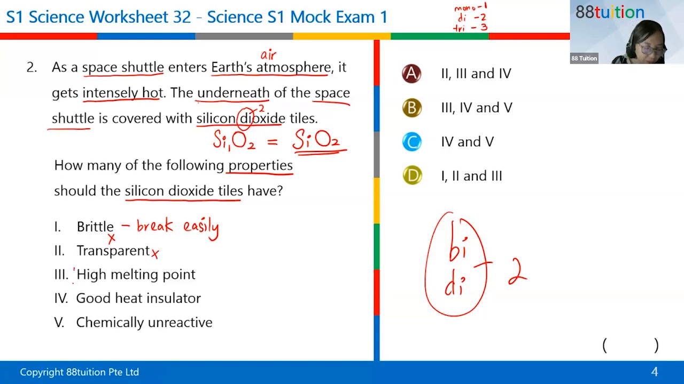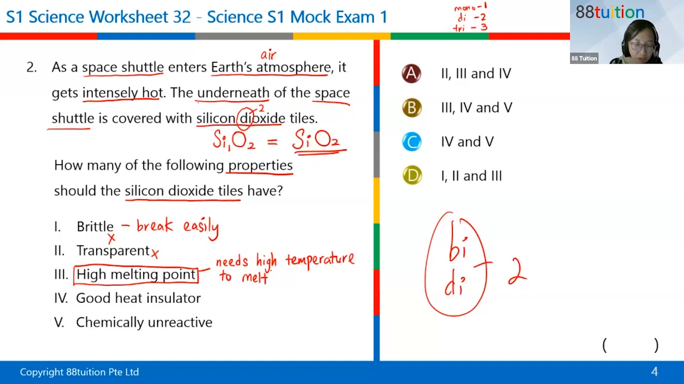All right. So high melting point is important. High melting point means it needs a high temperature. You need to heat it up until the temperature becomes so high to melt it. Need a high temperature to melt. So in other words, very hard to melt. But don't write very hard to melt. You write needs a high temperature to melt it. So that is good. I need it. I don't want my space shuttle to melt. Good job, Harjun. Will not melt and burn the spaceship.